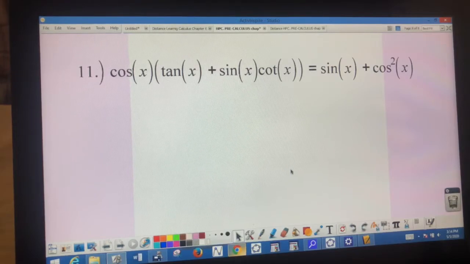Your other videos for 5.2. This problem came from your homework page. Okay, it's 5.2 number 11. I just almost made a mistake right here. I put cosine there, okay?